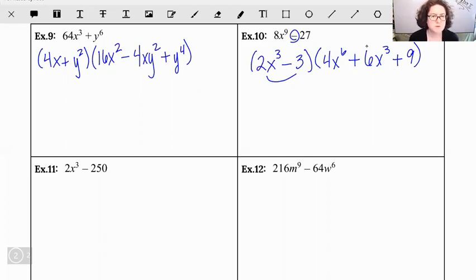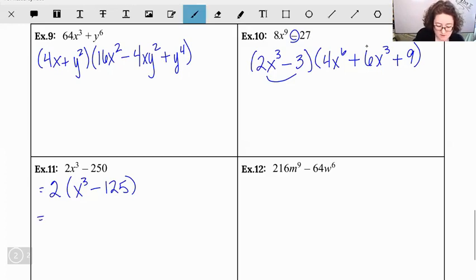But what's our first rule of factoring? What should we always check for? Take a GCF out and see what happens. So this is really going to be equal to, if I take out that 2, I'm left with x cubed minus 125. And actually 125 is a perfect cube. It's 5 times 5 times 5. So I want to make sure to copy down my GCF. I can't forget about that.